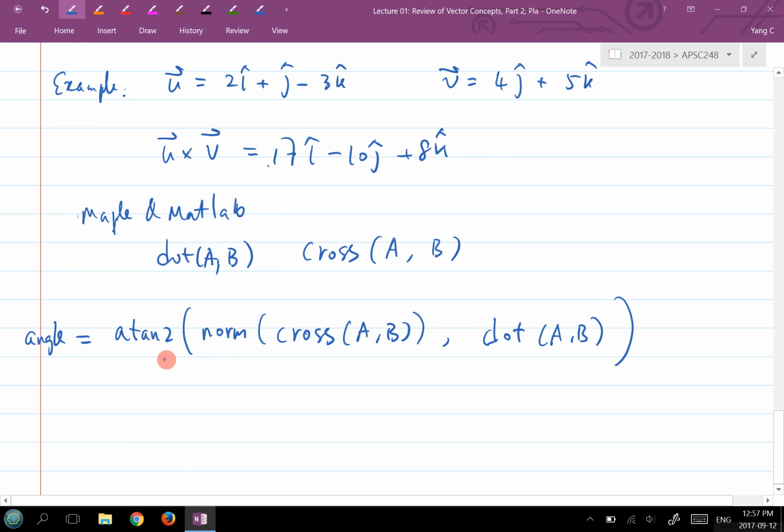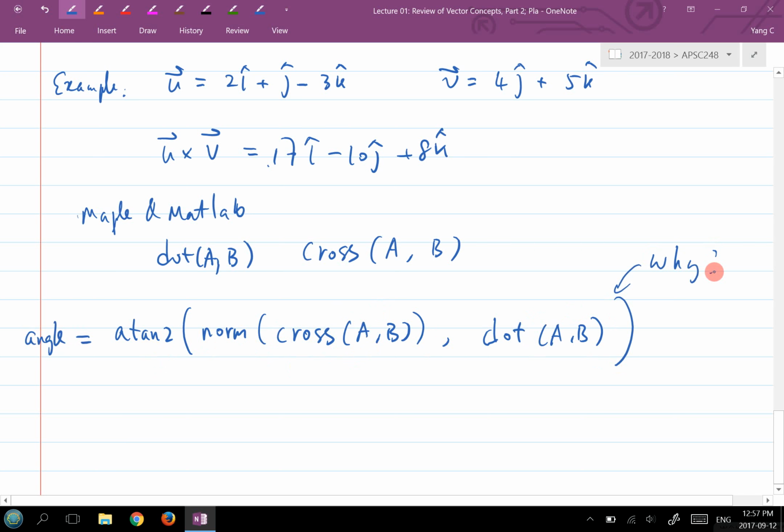It's called atan2, and then norm brackets, cross A B, comma dot. So norm is basically a command for calculating the magnitude. This is the cross product, and this is the dot product. So when you calculate the angle, this formula relates the cross product and dot product together. Try it yourself and ask yourself why this one works. It's actually an interesting formula you can use. So that will be part of the review now.